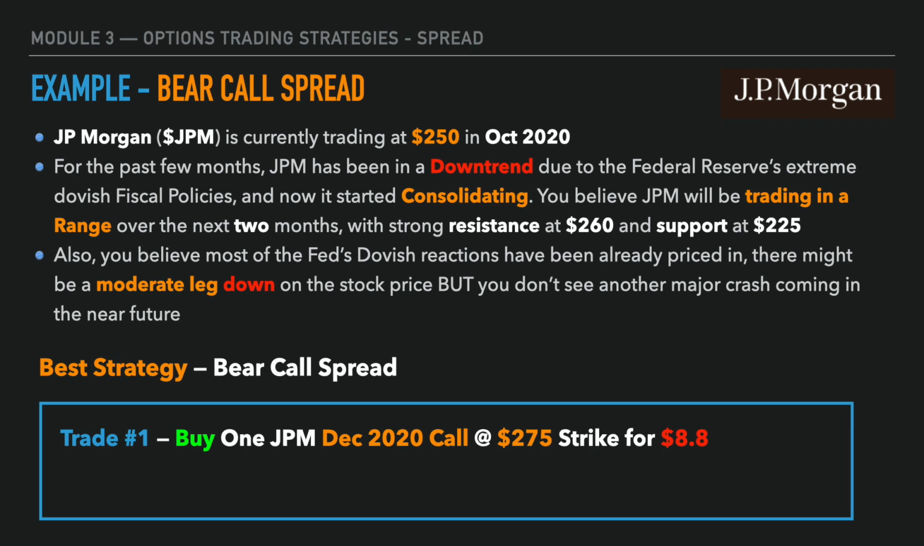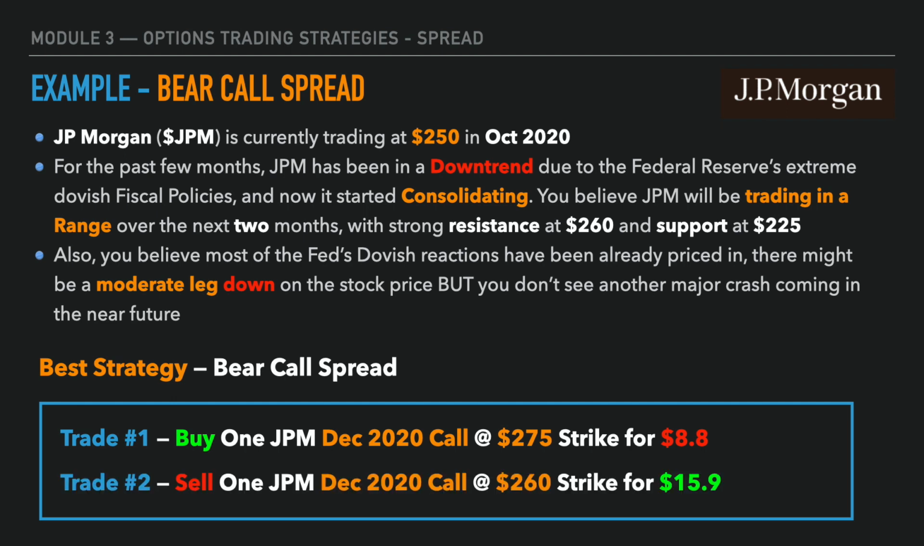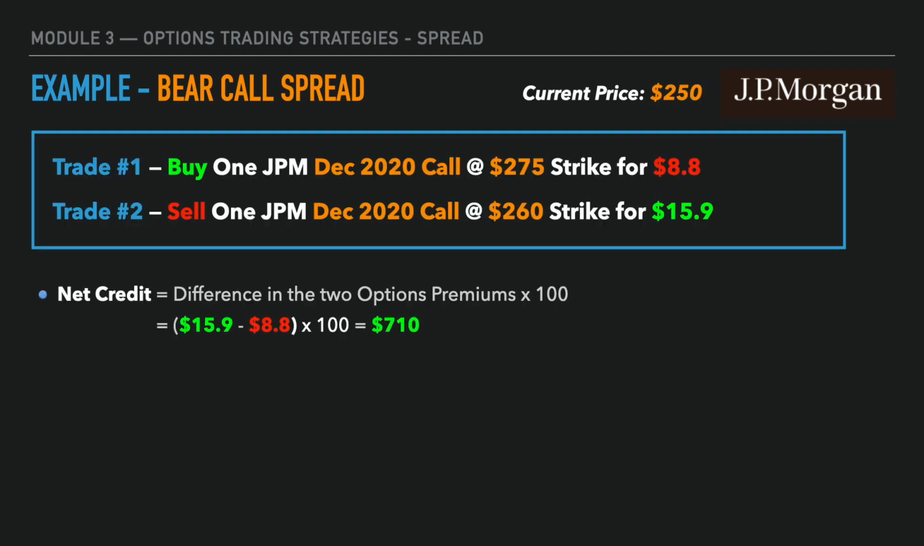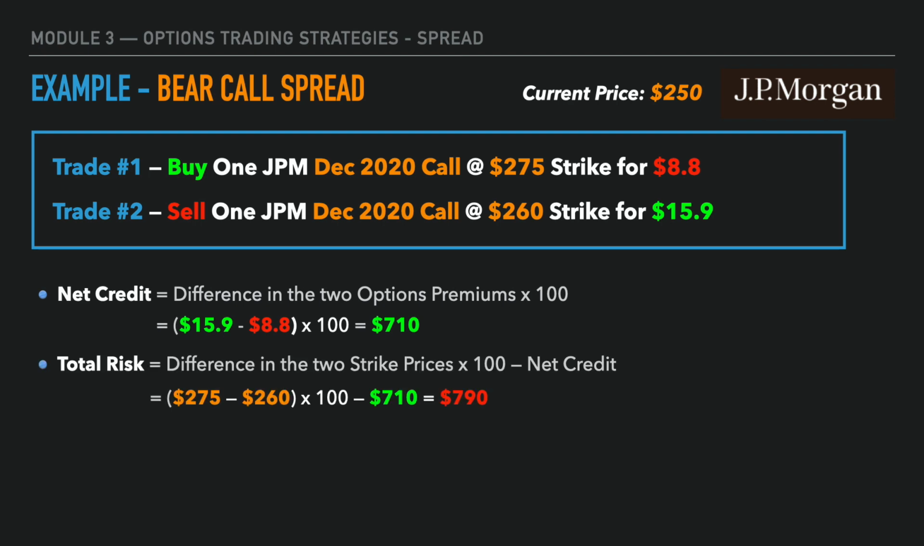The premium of this call option is currently trading at $8.8 per share. Then simultaneously, you sell one JP Morgan December 2020 call option at a $260 strike, which is trading at $15.9 per share. After you complete this bear call spread trade, you will have a net credit of $710. This is the instant income in the form of premium that goes into your account directly after you complete this trade. Your total maximum risk on this trade will be the difference between those two strike prices multiplied by 100 and then minus the net credit. After the calculation, we get the total risk will be $790.